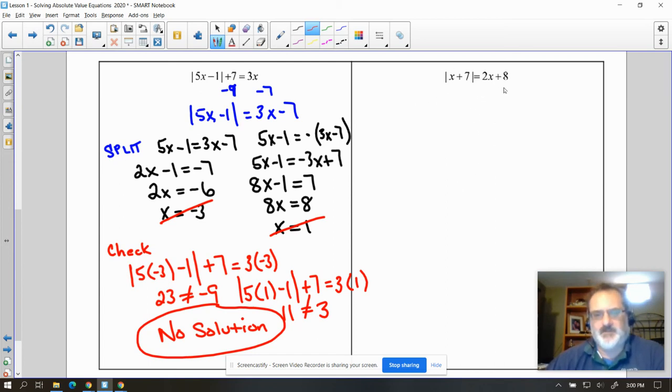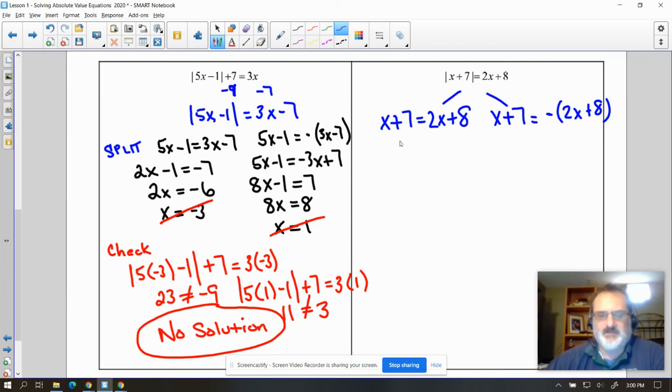All right, last one. The bars are isolated here, so I go right to my split. Positive and negative. x + 7 equals 2x + 8. And here I have x + 7 equals negative (2x + 8). Subtract 2x from both sides gives me negative x + 7 equals 8. Subtract 7 from both sides, negative x equals 1. Divide both sides by negative 1, x equals negative 1.